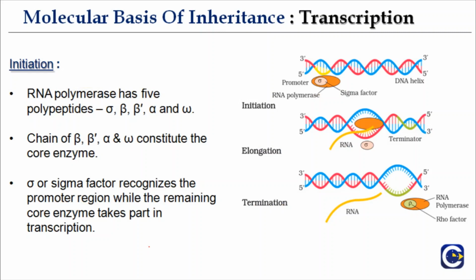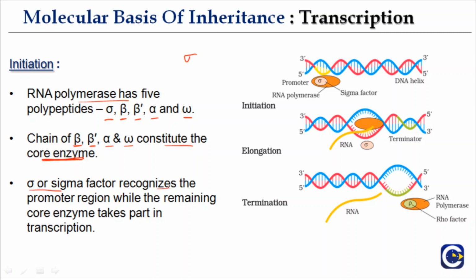So first we talk about the initiation. Here we are talking about prokaryotes. RNA polymerase has 5 polypeptides, and these are the sigma, beta, beta dash, alpha and omega. So these are all the 5 components that the RNA polymerase has. Now, the chains of beta, beta dash, alpha and omega constitute the core enzyme. So the sigma factor is not a component of the core enzyme, and the rest all constitute the core enzyme.